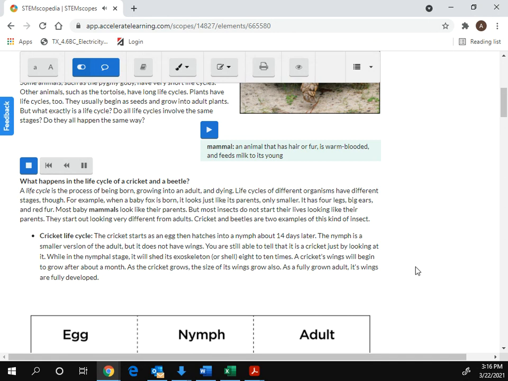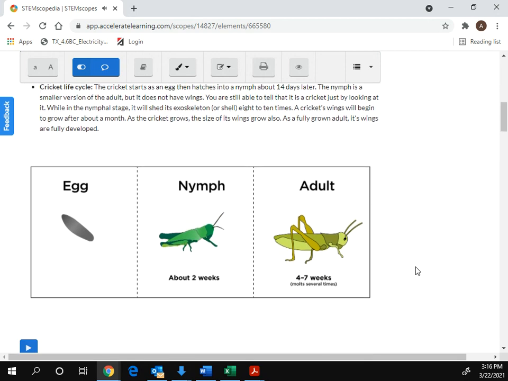Cricket life cycle. The cricket starts as an egg, then hatches into a nymph about 14 days later. The nymph is a smaller version of the adult, but it does not have wings. You are still able to tell that it is a cricket just by looking at it. While in the nymphal stage, it will shed its exoskeleton, or shell, 8 to 10 times. A cricket's wings will begin to grow after about a month. As the cricket grows, the size of its wings grows also. As a fully grown adult, its wings are fully developed.